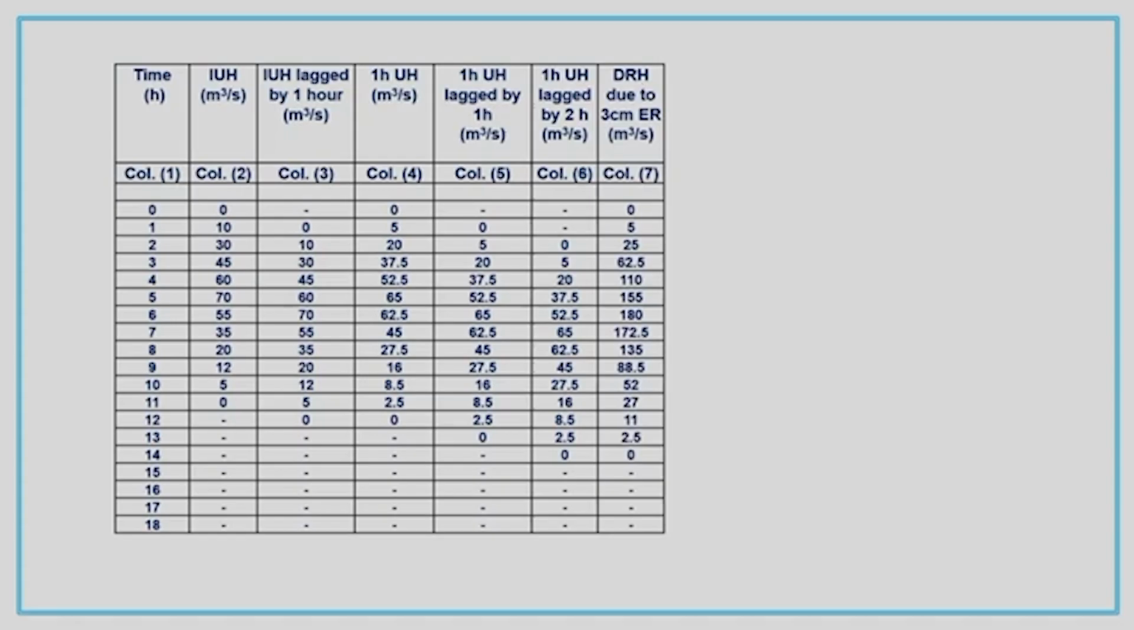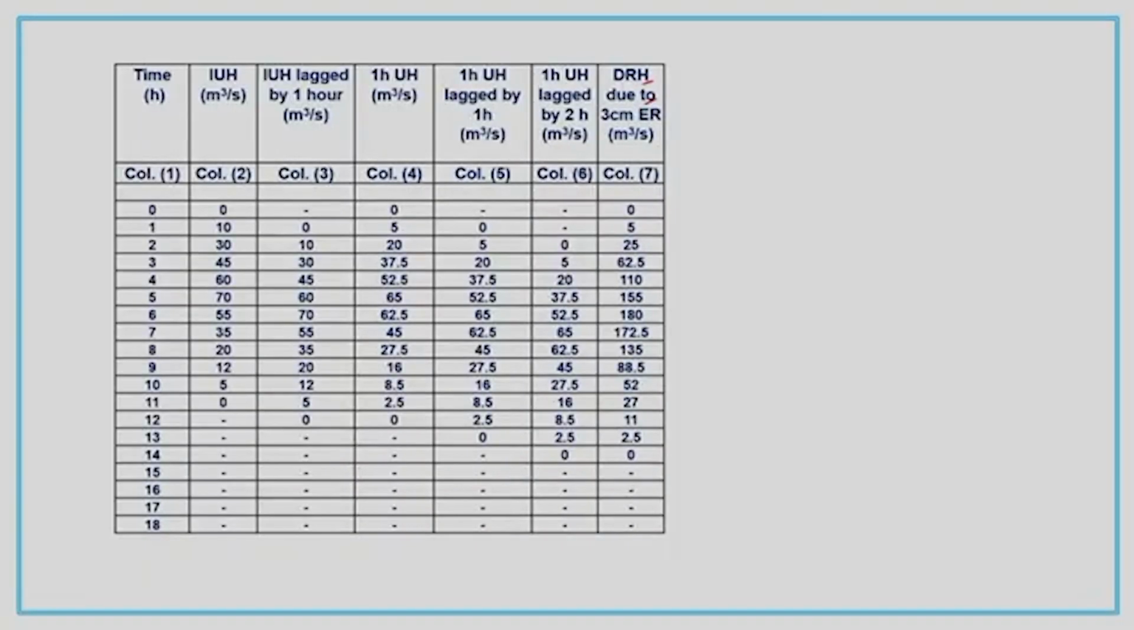That is, when we are applying the principle of superposition here, we are adding the ordinates of each 1 hour unit hydrograph. The 1 hour unit hydrograph lagged by 1 hour, lagged by 2 hours, all together added, will be giving you the direct runoff hydrograph. It will not be a unit hydrograph.